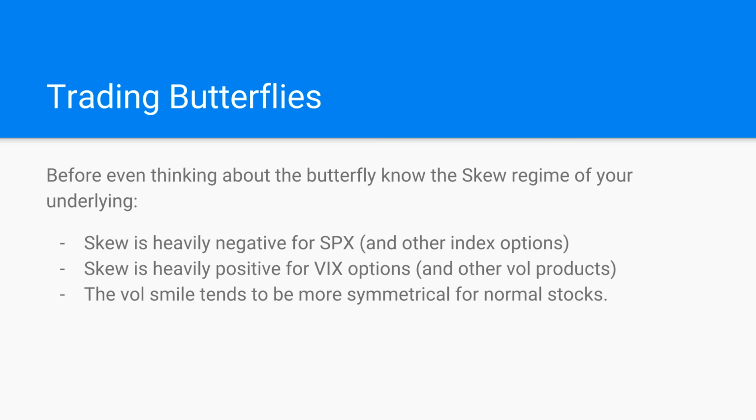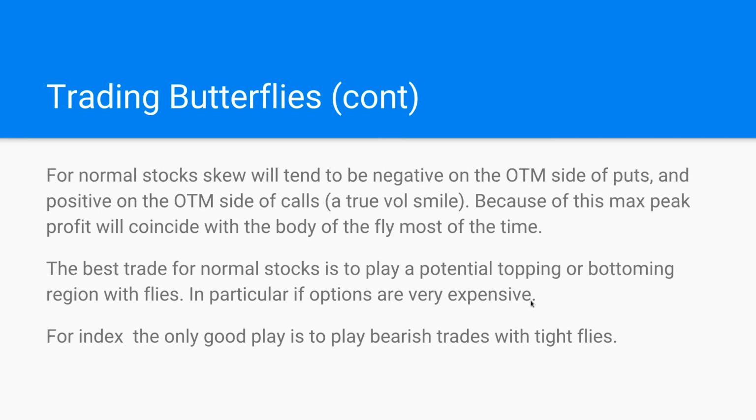And this is interesting because I mentioned heavily negative skew moves the peak profit to the left, and of course heavily positive skew moves the peak profit to the right. But what happens when the volatility smile is symmetrical? That's a really great case. If you can see that the skew is symmetrical or very symmetrical, then butterflies are perfect. You can use butterflies for anything on those.